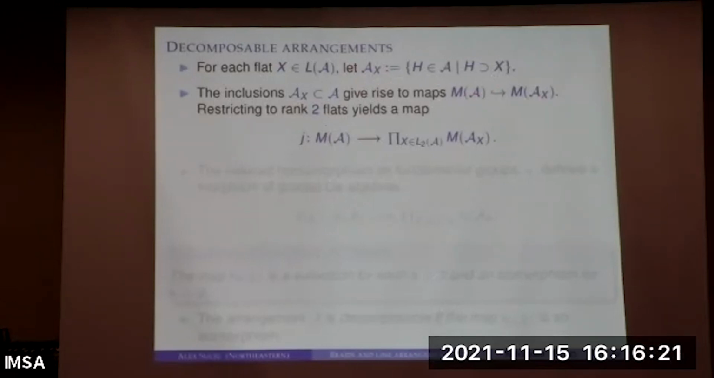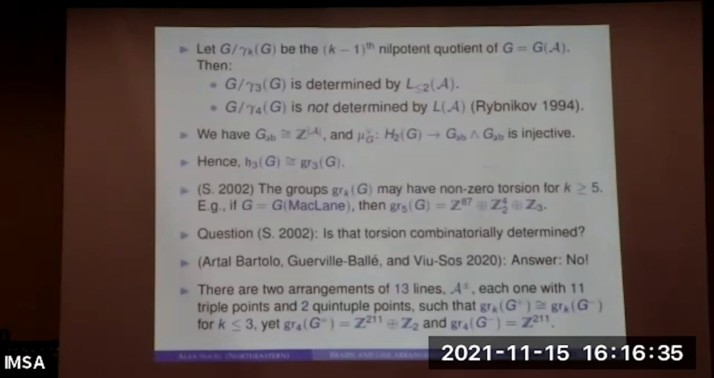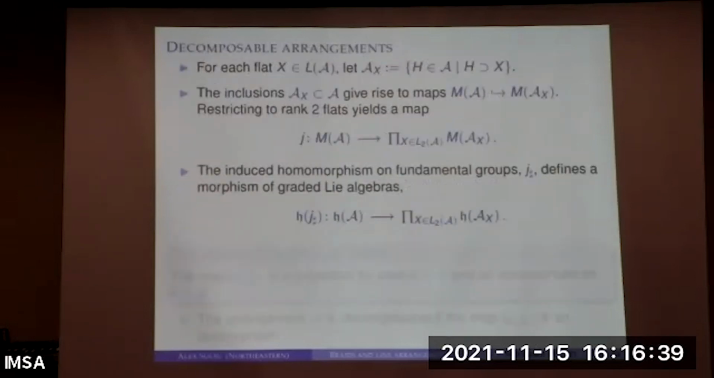The complement of the big arrangement, you take more stuff out, so it's included in the one with less stuff taken out. So if you restrict to rank 2 flats, you get a map between the complement and the product of the complements of these tiny little arrangements indexed by the rank 2 lattice. And then you look at what happens in fundamental groups. Everything is functorial, so you get a map between the following algebras, between the big one and the product of the little ones. This one you can understand completely.